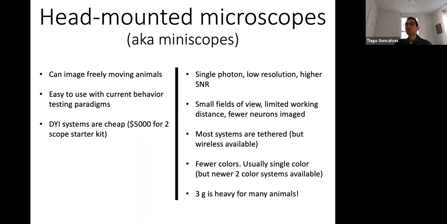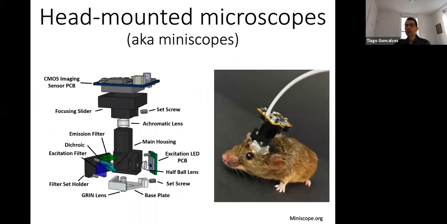The drawbacks are that they're single photon. They have lower resolution, lower signal to noise ratio, relatively small fields of view, and you're limited in your working distance, and you're limited kind of where you land. Most systems are tethered, even though now you have wireless. Fewer colors, and actually the new 2-color systems have just become available. And 3 grams is sometimes, even that can be, and now I think they have a 2.5 gram or something, but even that can be a little bit heavy.